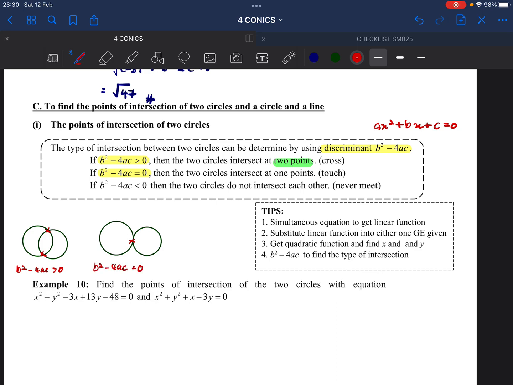And the last one, if you calculate your discriminant and you get a value less than 0, what will happen is the type of intersection is, so here we have one circle and the other circle.